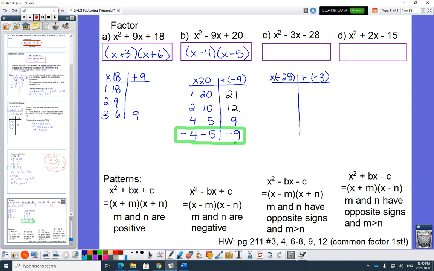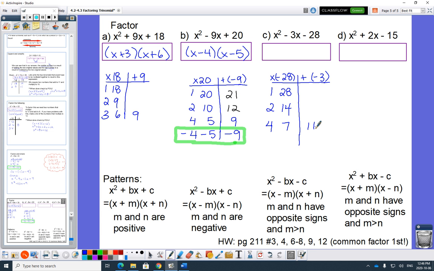So here we have 28. So 1 and 28, that's never going to give us negative 3. 2 and 14, not even close. But then we have 3 doesn't work. 4 and 7. Yes, good. So this is getting us close, right? So then this would be 11, but we want a negative number. That means one of our numbers has to be negative.